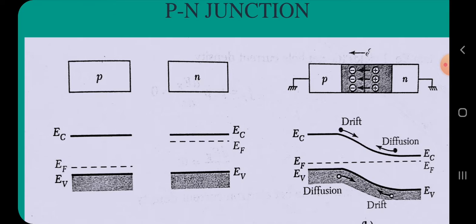Similarly, some of the positive donors, Nd+, near the junction are uncompensated as the electrons leave the N side. Consequently, a negative space charge forms near the P side of the junction and a positive space charge forms near the N side. This space charge region creates an electric field that is directed from positive charge towards negative charge, as we have shown in the diagram. The electric field is in the direction opposite to the diffusion current for each type of carrier.